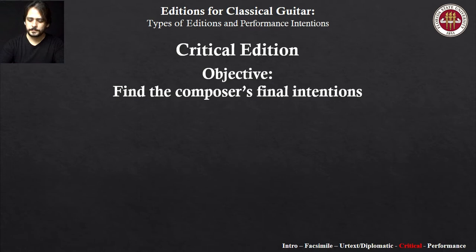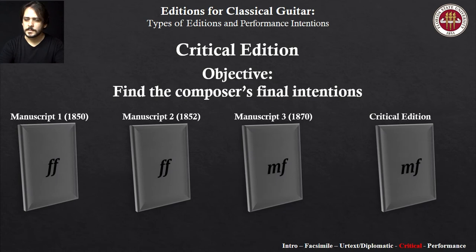For example, here we have three manuscripts from the same work and same composer. If the composer wrote a fortissimo in manuscripts number 1 and 2, but changed it to a mezzo forte in manuscript number 3, the element of manuscript 3, the mezzo forte, is the right one to configure in the critical edition, because this is the composer's last and decisive intention.